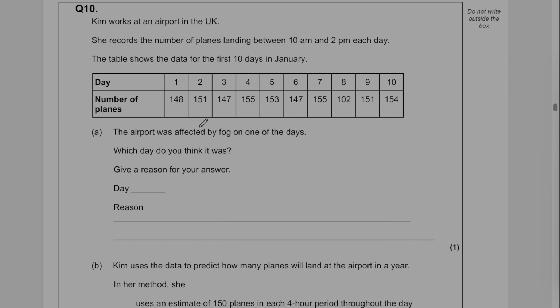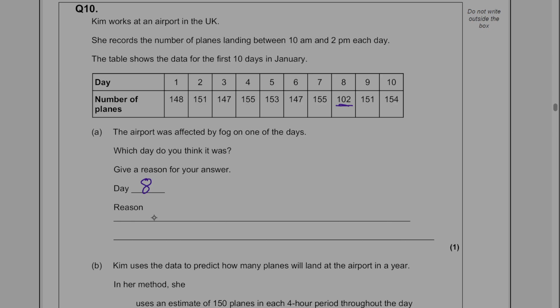The airport was affected by fog on one of these days. Which day do you think it was? Give a reason for your answer. So fog, you would assume that fog would mean that fewer planes were able to land. So we have got this one as an outlier. So it would be day 8. And it's because it's the lowest value or an outlier, so it doesn't match the rest of the data.